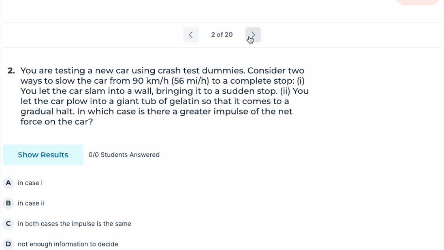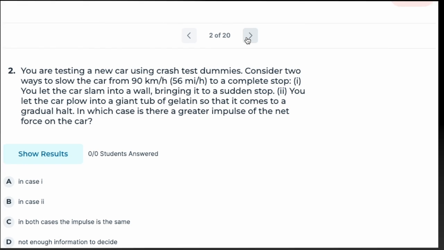You are testing a new car using crash test dummies. Consider 2 ways to slow the car from 90 kilometers per hour to a complete stop. You let the car slam into a wall, bringing it to a sudden stop. You let the car plow into a giant tub of gelatin so that it comes to a gradual halt. In which case is there a greater impulse of the net force on the car?